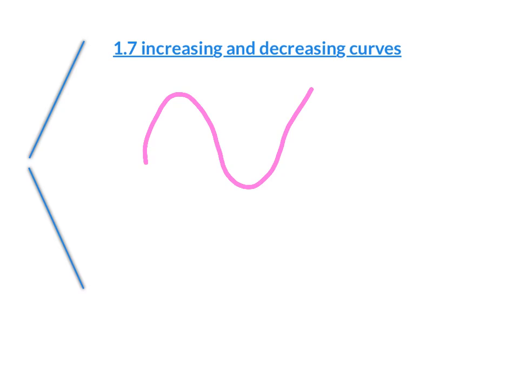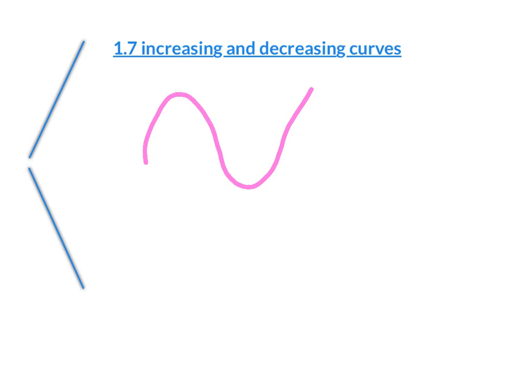Lesson number 7 on differentiation, increasing and decreasing curves. Now what we're looking for here is for any given curve, I would like to be able to tell for any given point whether the curve is going up, increasing, stationary, or decreasing, going down. I don't want to have to draw the curve, I want to be able to tell this from the equation of the curve.